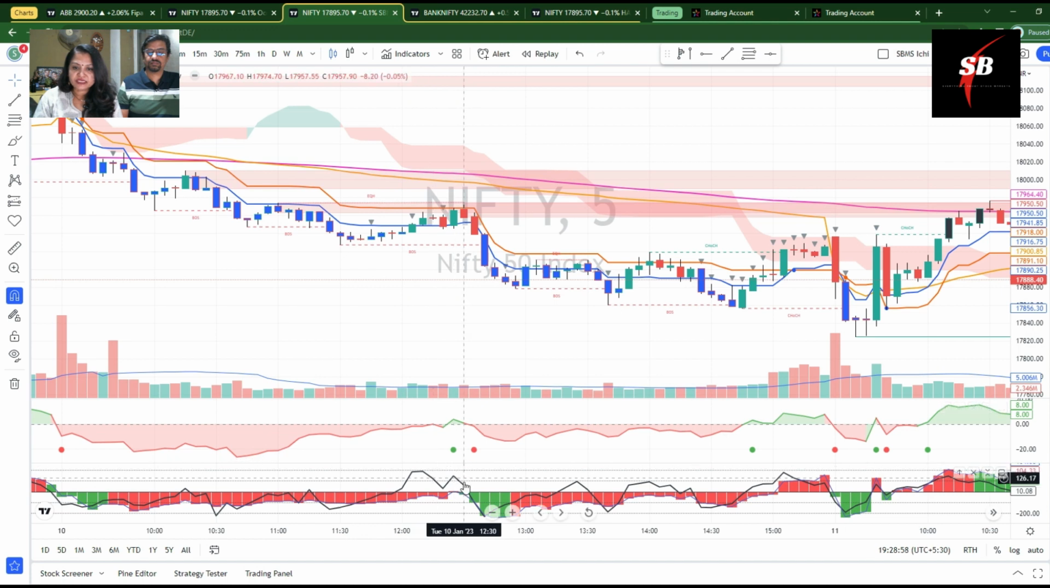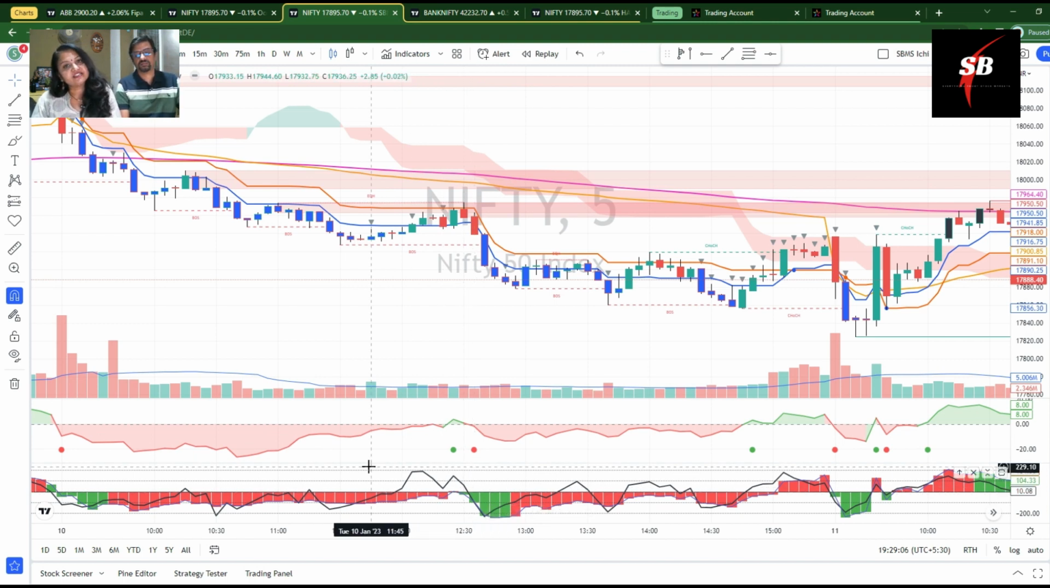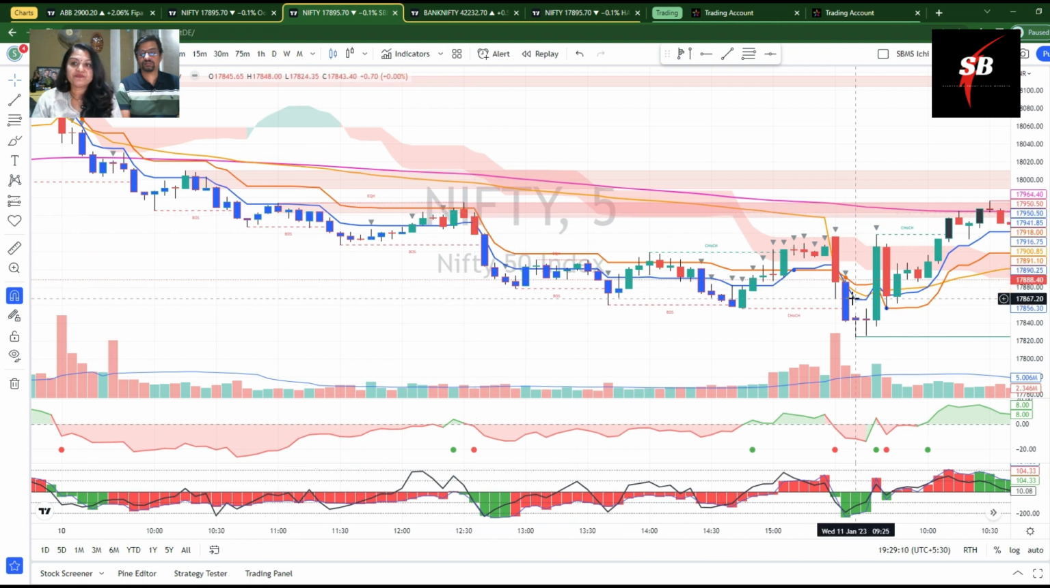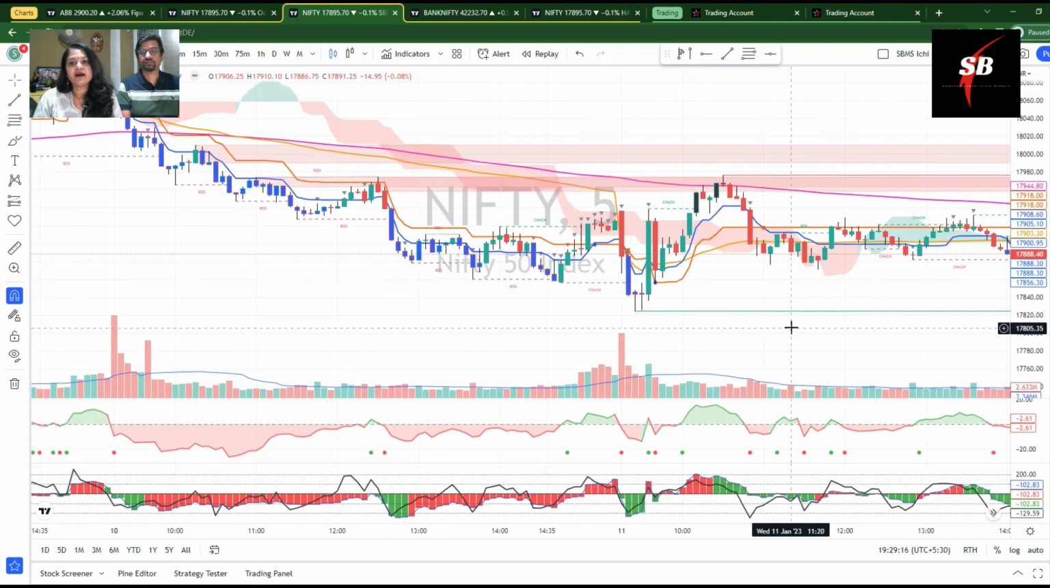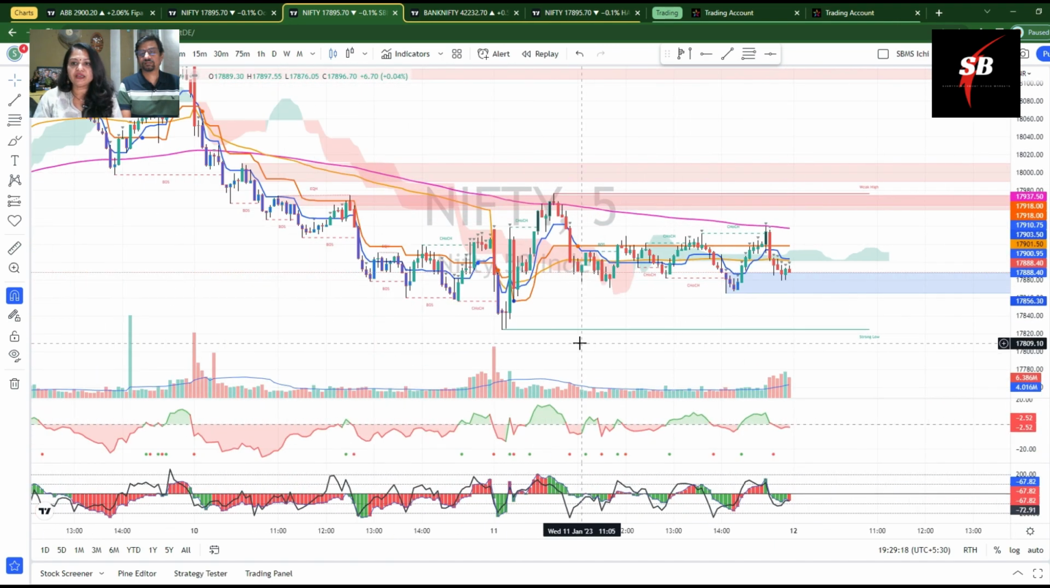This is the area where only the black line is above the zero line. That means it is a correction trend. You are not supposed to enter into buy. Okay, so you are seeing here some zones are marked. These are automatically marked zones. I will replay and show you how they get marked as well.